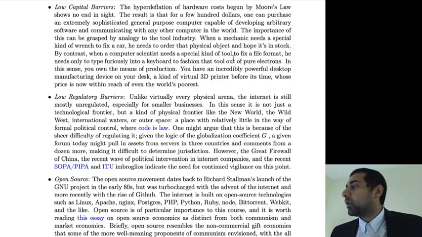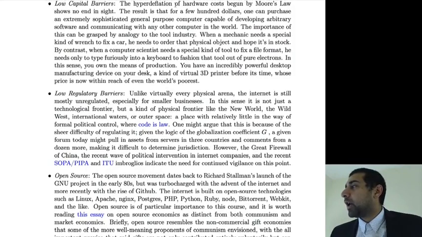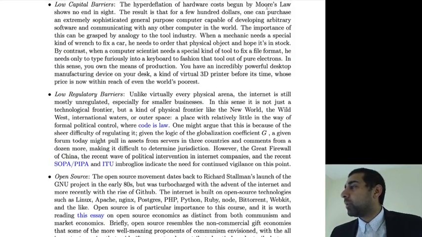Basically, you can kind of think about that hyperdeflation of hardware costs that was begun by Moore's Law that just keeps going. Yes, it's true that Moore's Law has run into some heat considerations, so it's going parallel. But the fundamental aspect of transistor density doubling and effective computer cost declining is still true. And so for a few $100s, you can purchase this super powerful general purpose computer that you can use to develop arbitrary software and communicate with any other computer in the world.